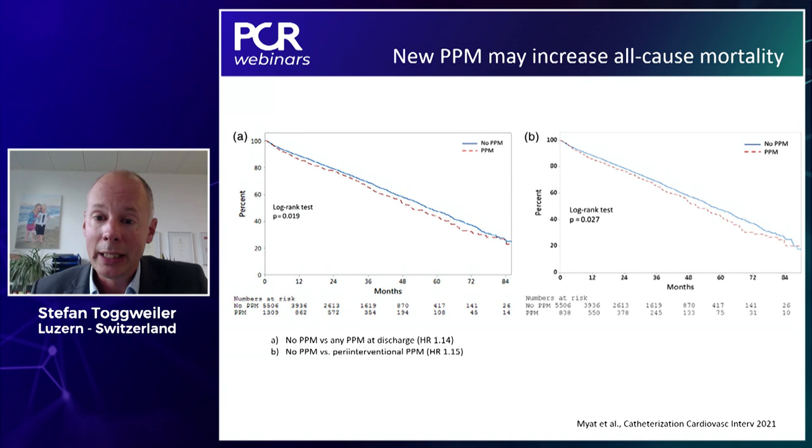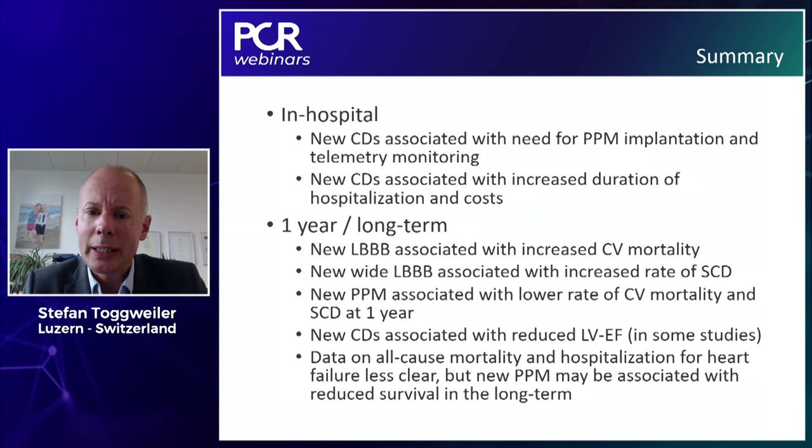Now, in summary, I think we have seen that new conduction disorders are associated, of course, with the need for permanent pacemaker implantation and also with the need for telemetry monitoring. And we saw that they increase the duration of hospitalization and costs. And at 1 year or in the long-term follow-up, it is clear that the new left bundle branch block is associated with increased cardiovascular mortality, especially if it's a wide left bundle branch block with a QRS of more than 160 milliseconds, then we have an increased rate of sudden cardiac death. And a new permanent pacemaker was actually associated with a lower rate of cardiovascular mortality and sudden cardiac death at 1 year in some studies.